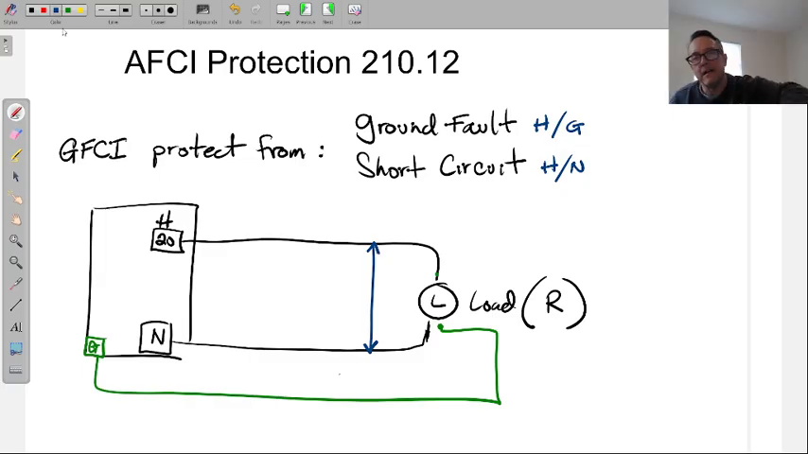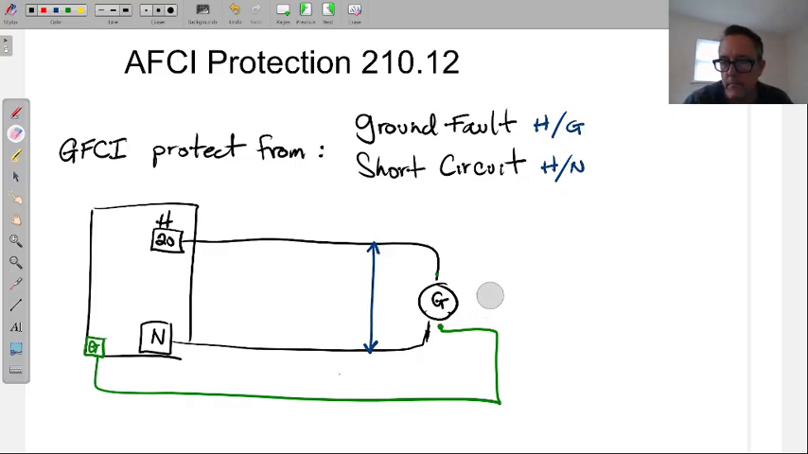But the idea of the GFCI is to protect against it. So what does it mean to protect against a short circuit or a ground fault? Well, let's say that this is a GFCI here. So here's our GFCI. Somebody plugs something into this GFCI outlet, and now they're using whatever, a hairdryer in the bathroom.